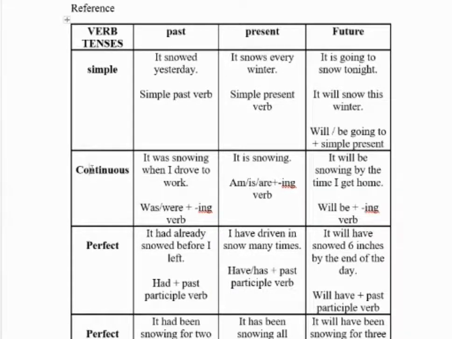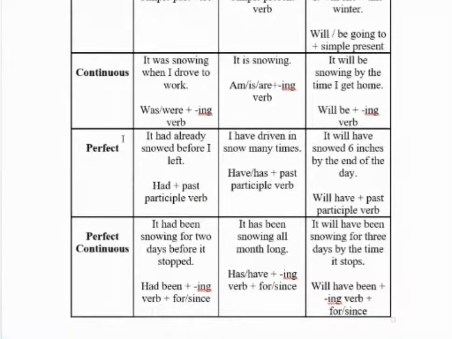With the continuous tense, if it's in the past, we say it was snowing when I drove to work. So we have either was or were, which is the past tense of the verb to be, plus a verb with ing. That's the continuous. The past in the past.